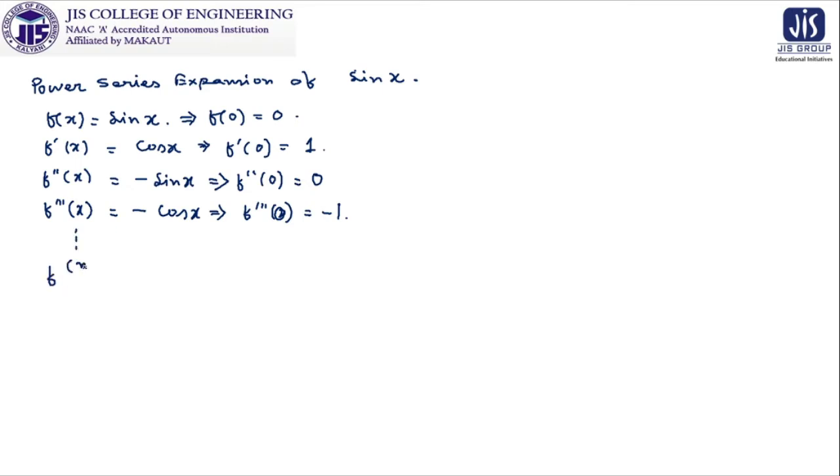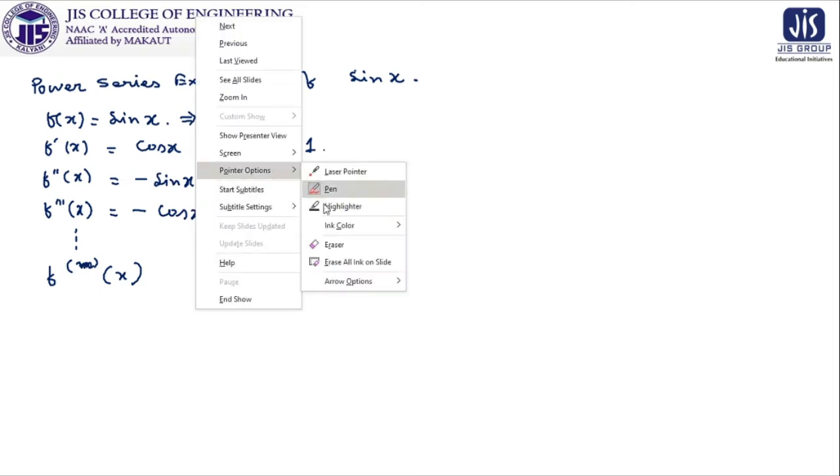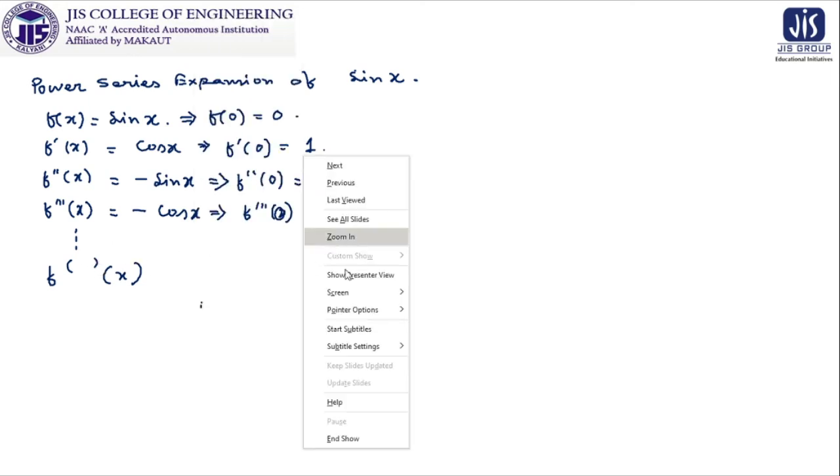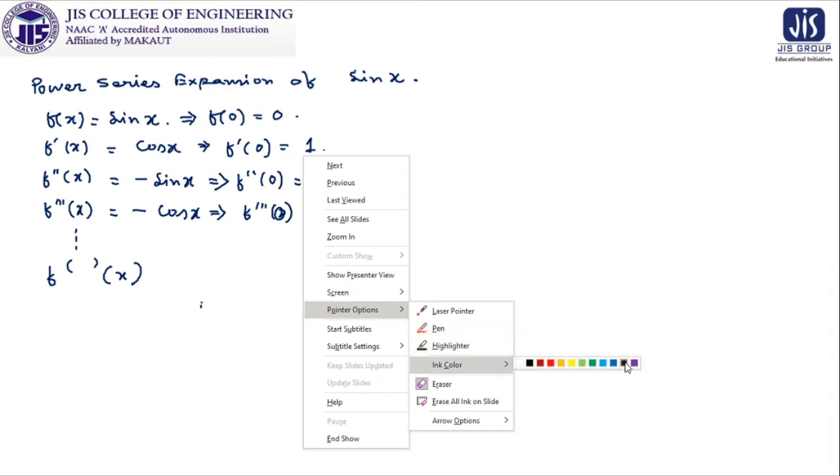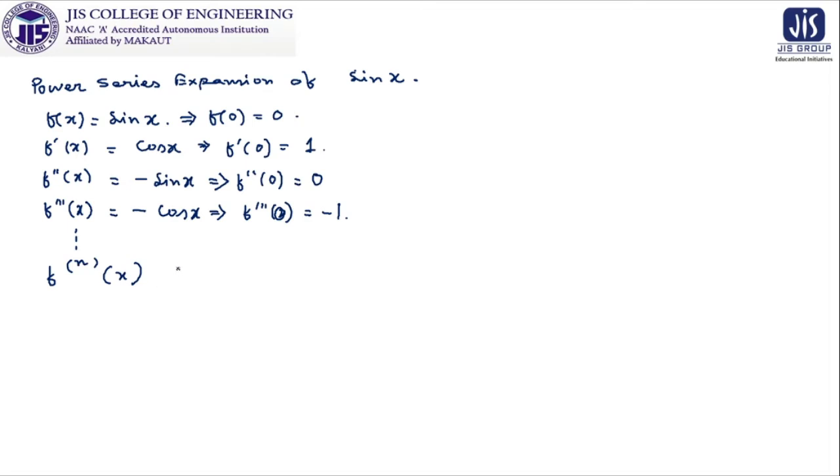In this manner, we can write that if f^n(x), that is the nth differentiation of sin x, then successive differentiation gives us that it will be sin(n pi by 2 plus x), and we can write that f^n(theta x) will be equal to sin(n pi by 2 plus theta x).